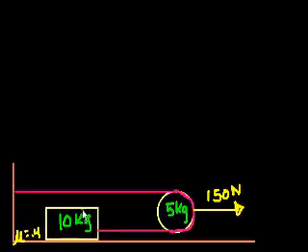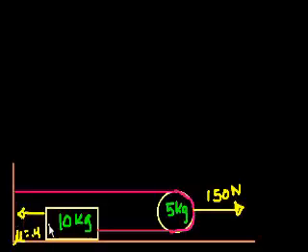So what are all the forces acting on this block right here? Well, we know it's going to be moving towards the right. It's actually going to be moving towards the right twice as fast as the pulley. So if it's moving to the right, which direction is the force of friction acting in? Well, the force of friction is always a spoiler. It's always going in the opposite direction. So you have the force of friction going backwards.